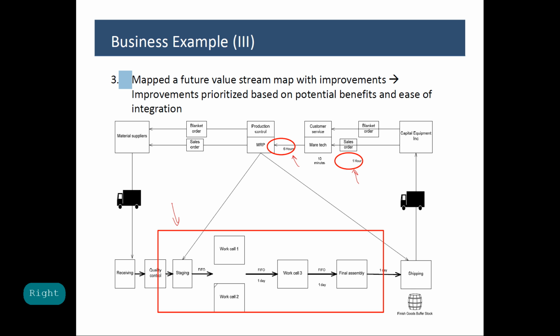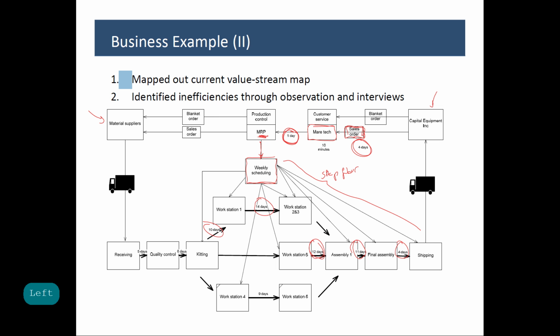So here we don't have the information anymore about the different times, but here we see that from work cell 1 and 2, it needs 1 day to pass, or the items need 1 day to pass to workstation 3. And this again then 1 day to the final assembly line and 1 day to shipping. That was beforehand 11 and 4 days.